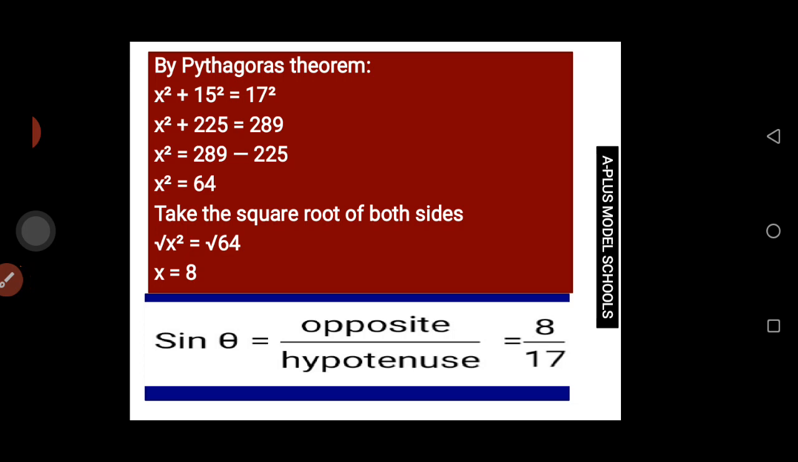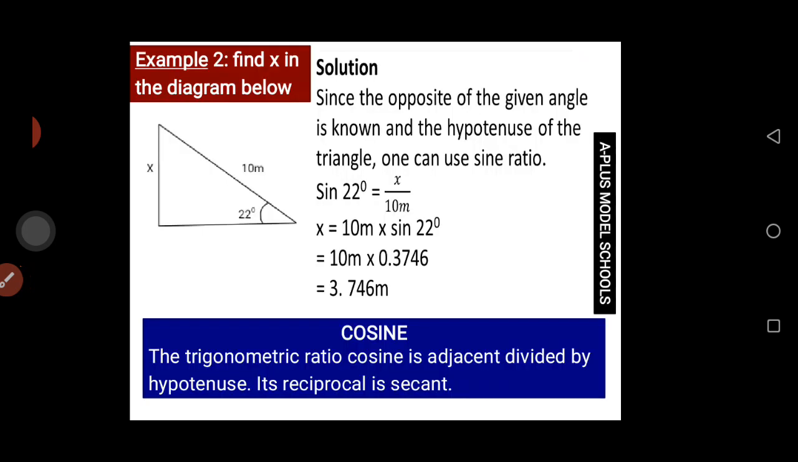So my answer here is sine theta is equal to 8 over 17. Example 2. Find x in the diagram below. Now when you look at example 2, we are given the angle, but we are asked to look for the side. In the first question, we were not given the angle, and we were not given the opposite side.